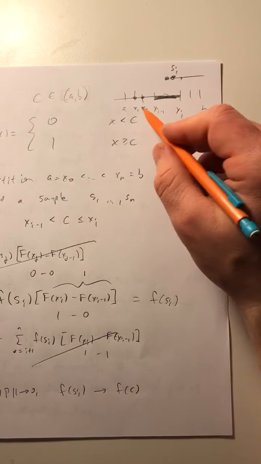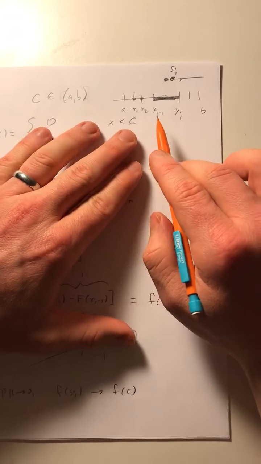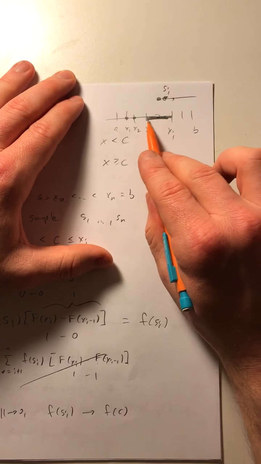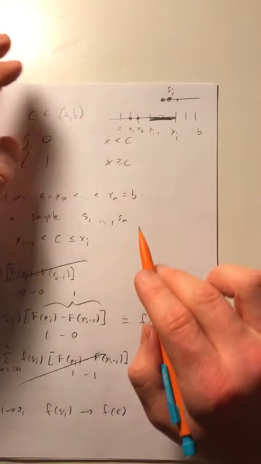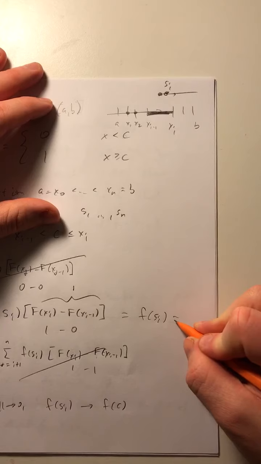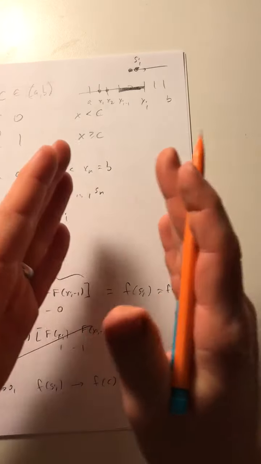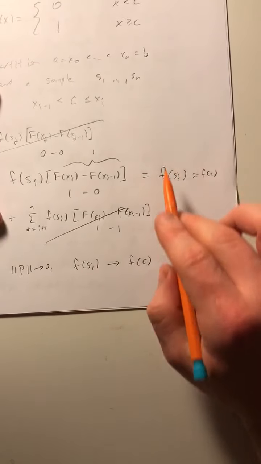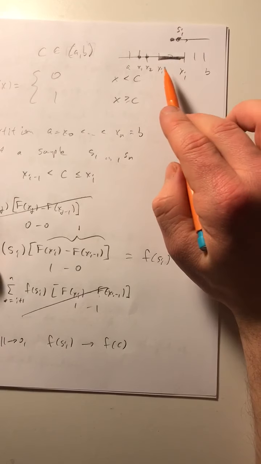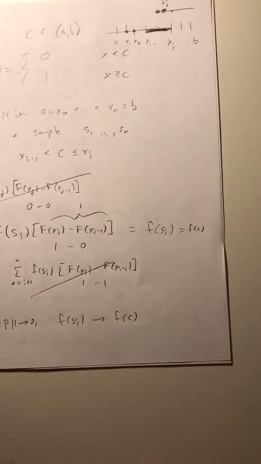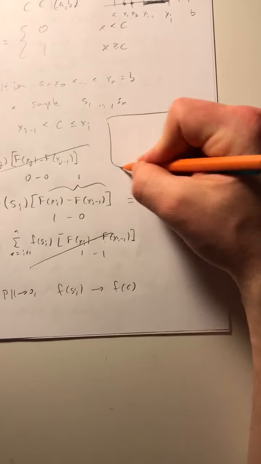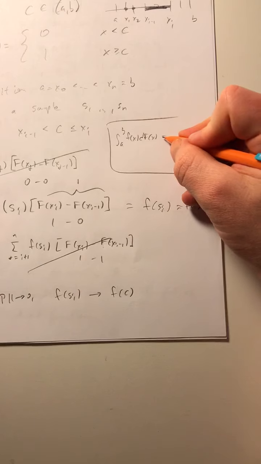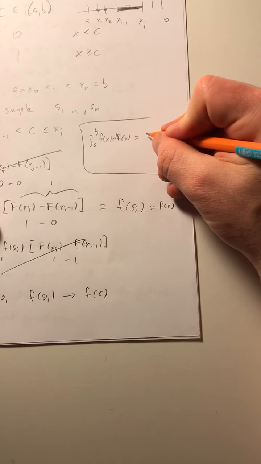If the mesh of this partition is small, meaning all of these x points are very close together, then si has to be in the same partition interval as c. So c is in this interval of the partition, and si is also in there. If little f is a continuous function, then f of si is going to be very close to f of c, and as my partition shrinks, this is going to become exact. As the mesh of the partition goes to 0, f of si, where si is the sample point in the same interval as c, gets closer and closer to c. So in this case, the Riemann-Stieltjes integral is going to be just little f of c.